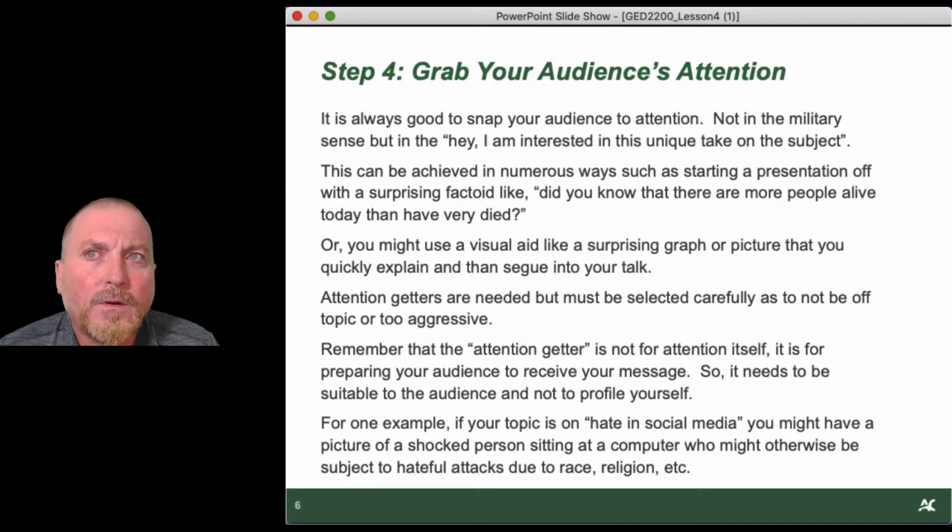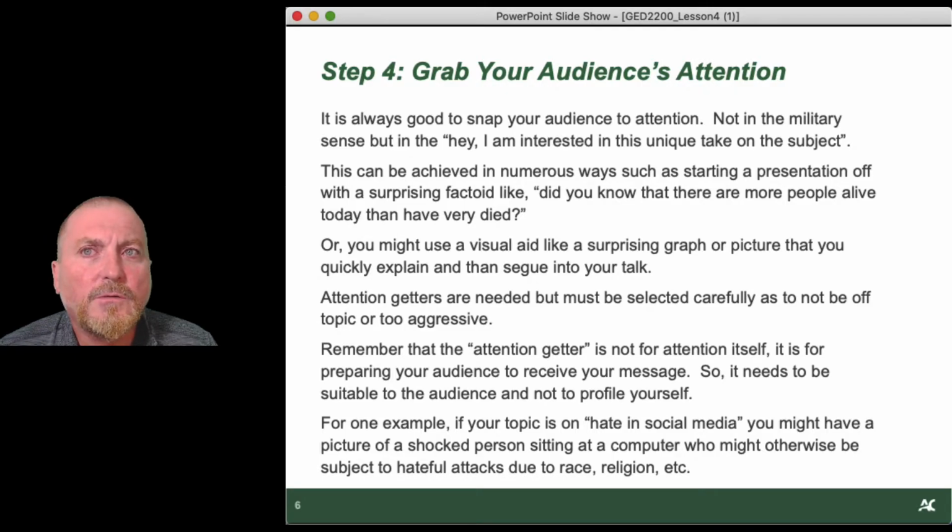Another, step 4, is what's called grab your audience's attention. It is always good to snap your audience to attention. Not in the military sense, stand to attention, but no, hey, I'm interested in this unique take on the subject. That's what you want your audience to say. Whoa, okay, I'm interested in this interesting perspective. Let's hear what this person has to say.